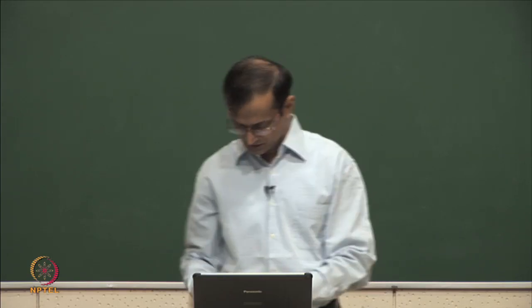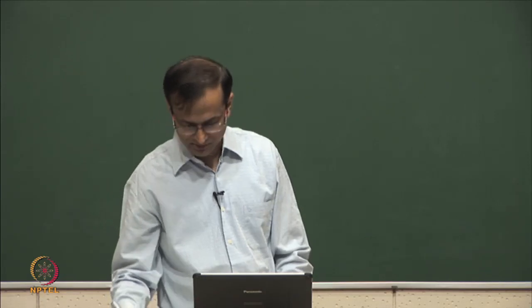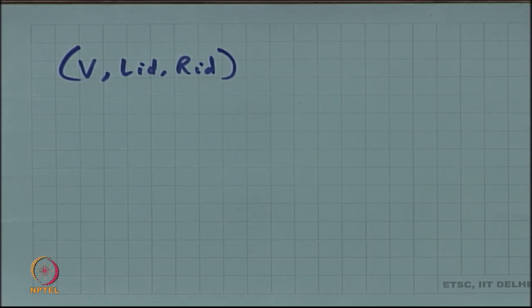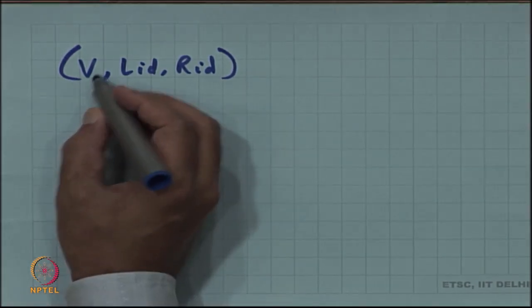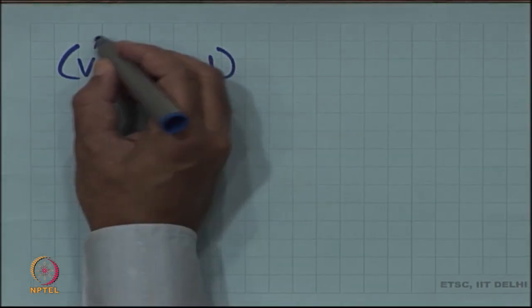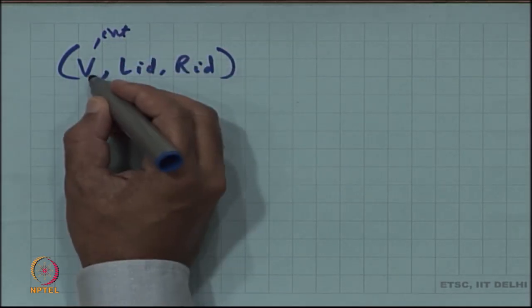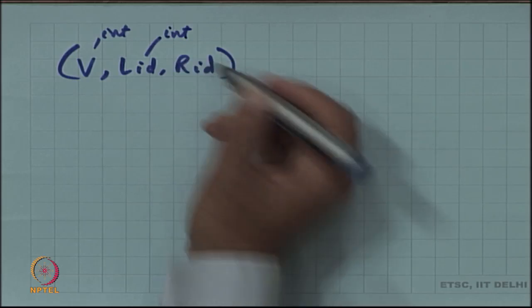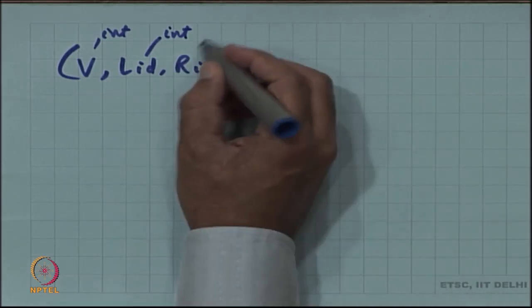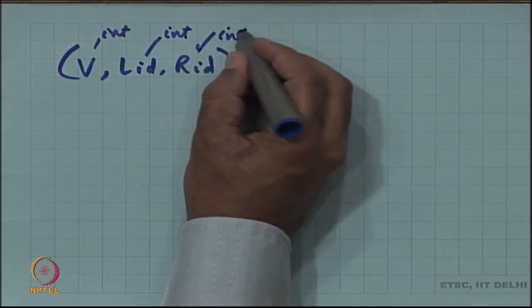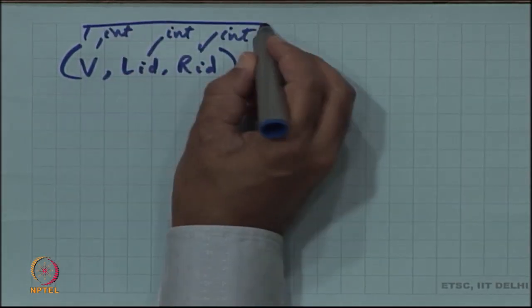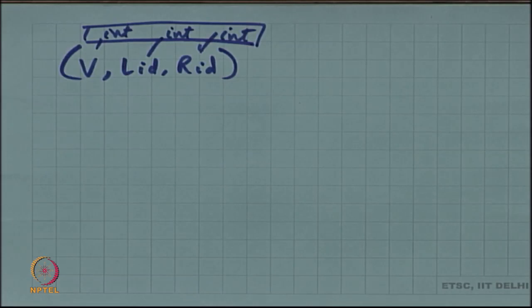What are these variables anyway? So, I have variable, left ID, right ID. All of these are integers. This is an index, so that is an integer. This is also an integer, label is also an integer, that is how we have been using it. You could think of this whole thing as constituting a new integer.